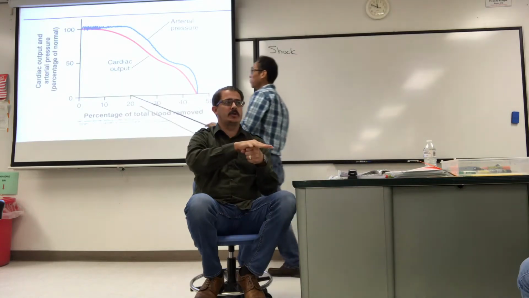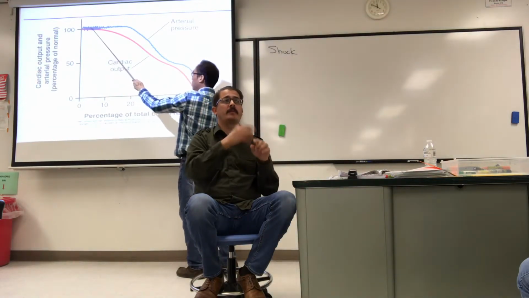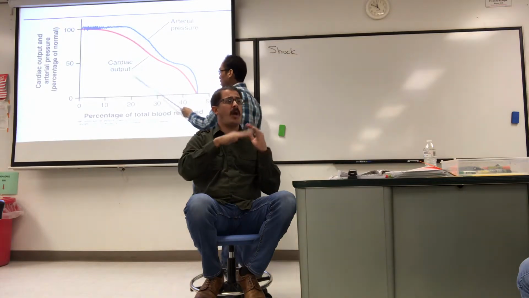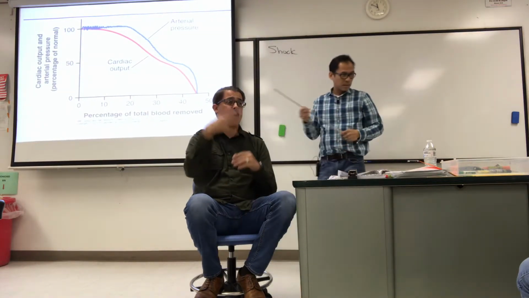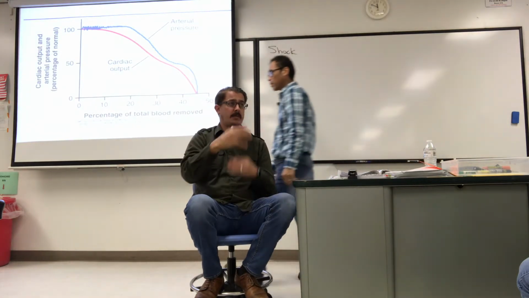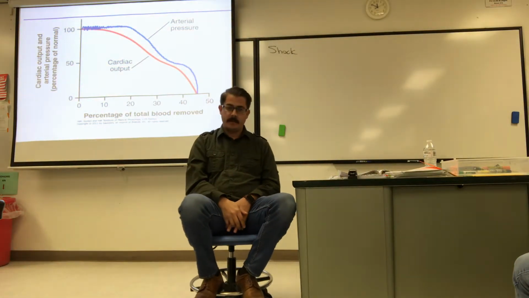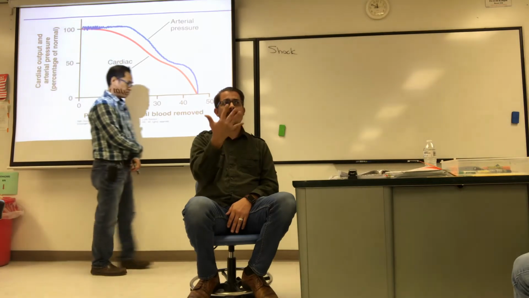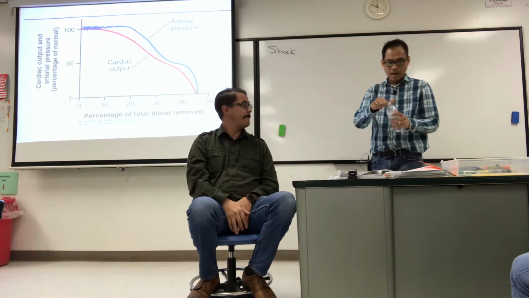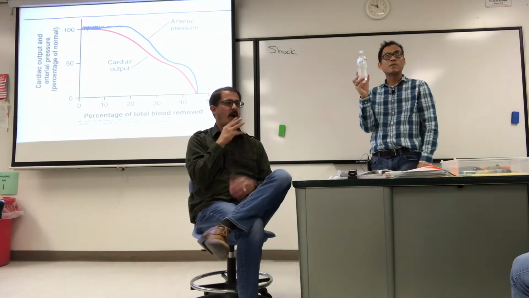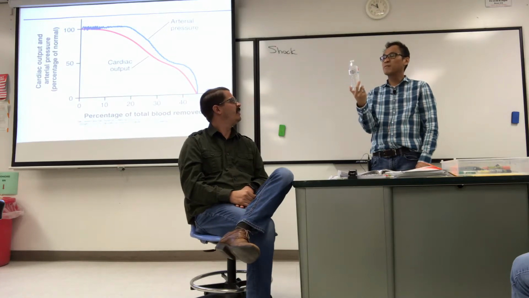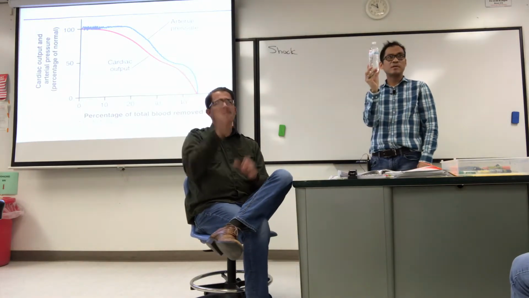As you start to lose blood from 0, you're actually able to maintain arterial pressure all the way up to about 20% blood loss. So how much blood is there? What's the blood volume? I've been saying it: about 5 liters. So what's 20% of 5 liters? 1 liter? Now, how much is in a typical water bottle? About half a liter? So imagine 2 of these is 1 liter.